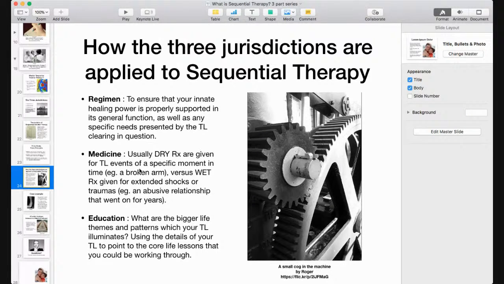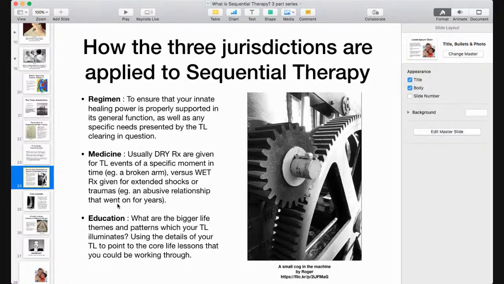Likewise, we give the dose of that in the sequential treatment over a more extended period of time, and we're much more easily able to do that in the dropper bottle, because now each drop is gradually peeling away the layers of what was happening for that extended timeline event, and it's doing it in a more gentle way, in a gradual and slow but logical sequence over that period of time. And the final jurisdiction is the therapeutic education.